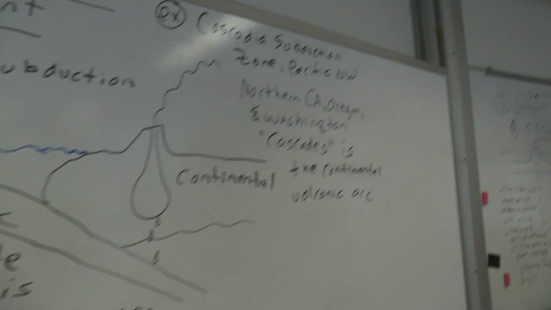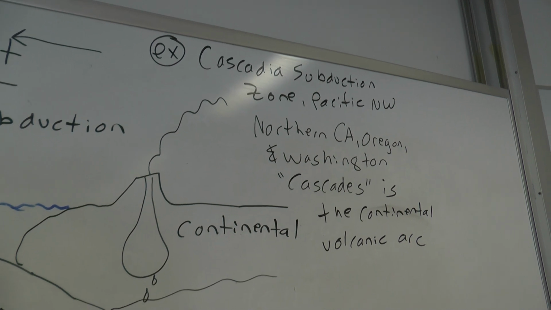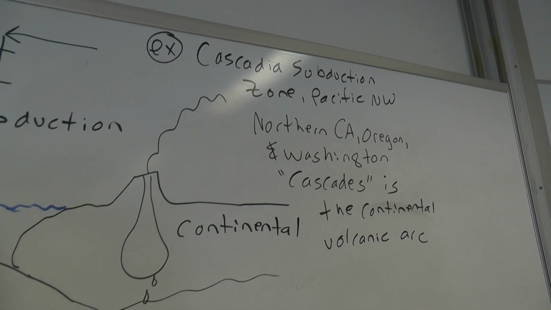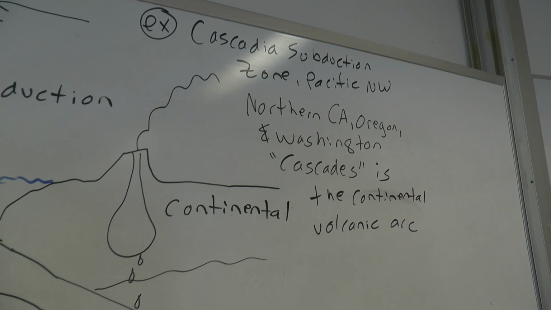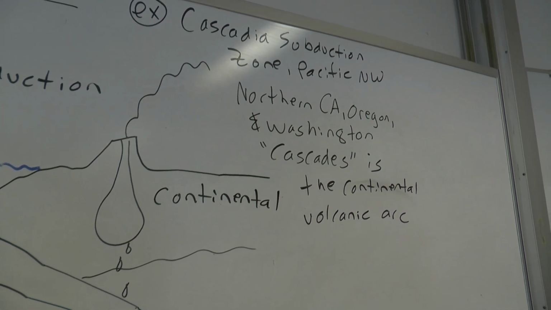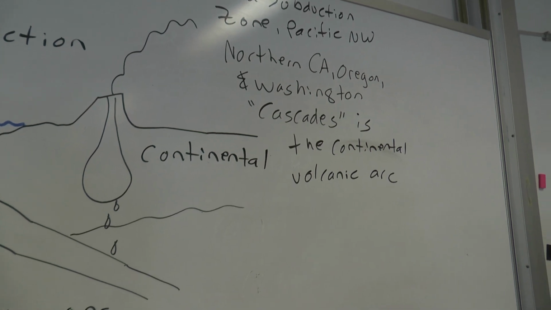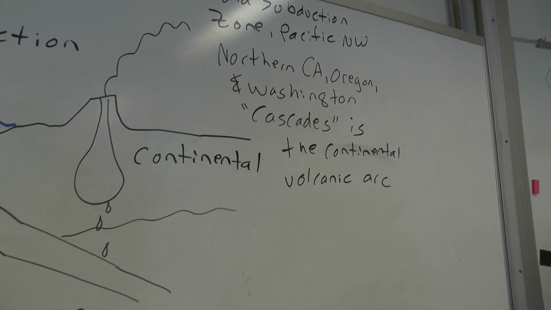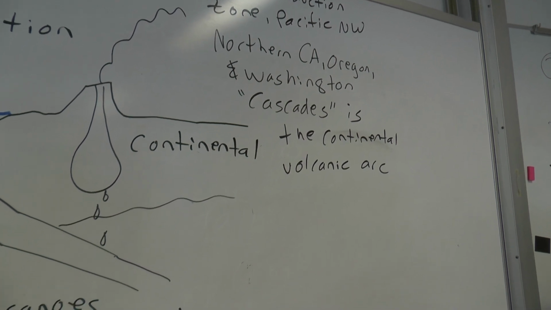Now we're going to zoom over here and take a look at a good example. Hopefully that light reflecting isn't too bad. The Cascadia subduction zone in the Pacific Northwest. This comprises Northern California, Oregon, and Washington. And the Cascades, you see that there in quotes, the Cascades is the mountain range we find there. It is our continental volcanic arc.